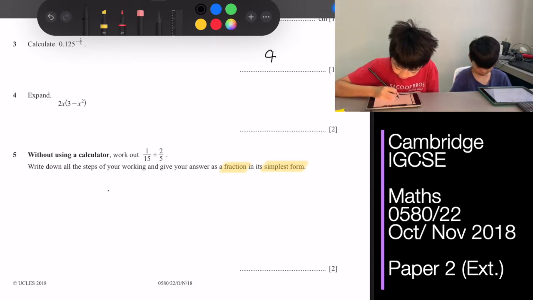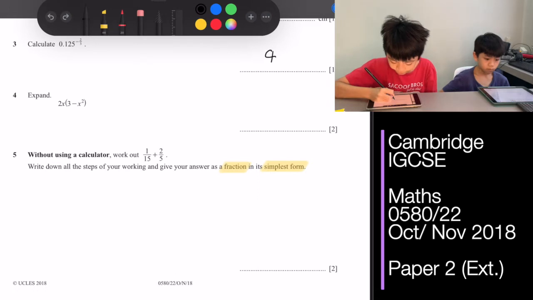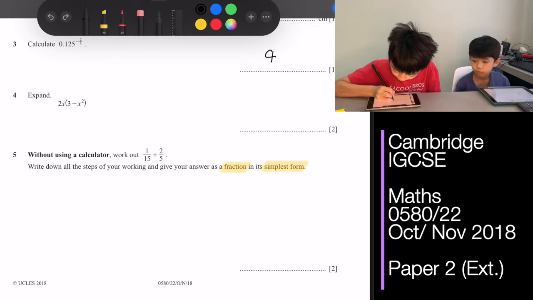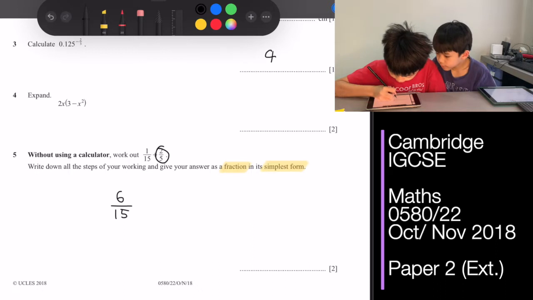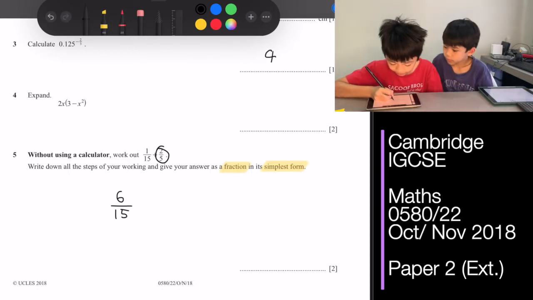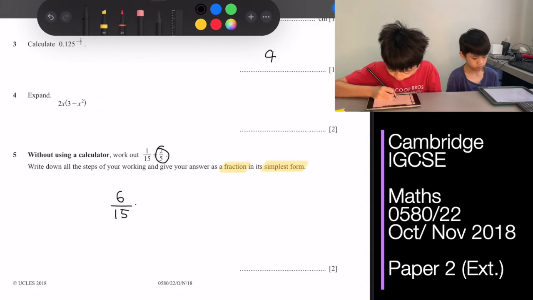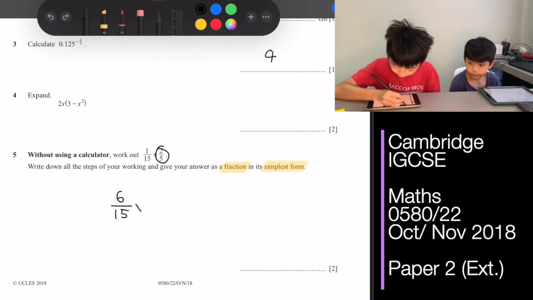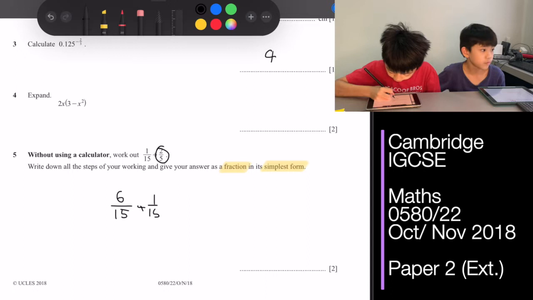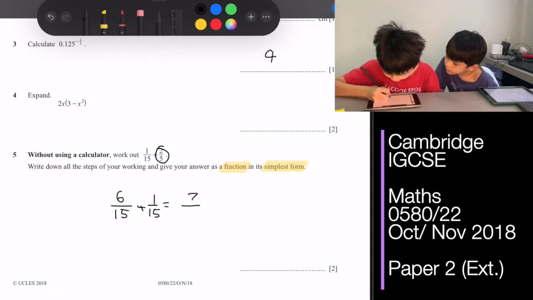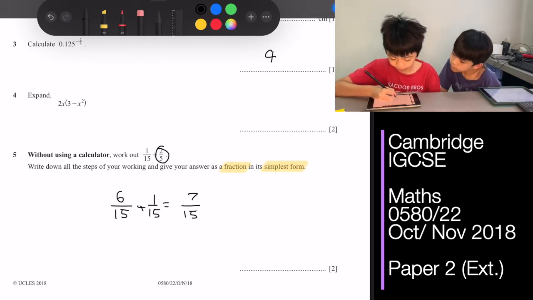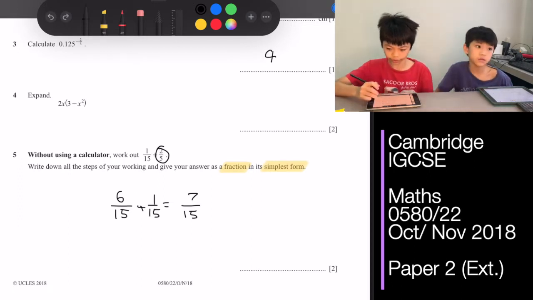Anyways, 2/5, to get to the denominator, 15 divided by 3 is 5. So here we can multiply it by 3. So here can be 6/15 because if the denominator multiplies, the numerator needs to multiply too. But then plus 1/15. Then from here, the same denominators, it will become 7/15, since you just need to add the numerators.